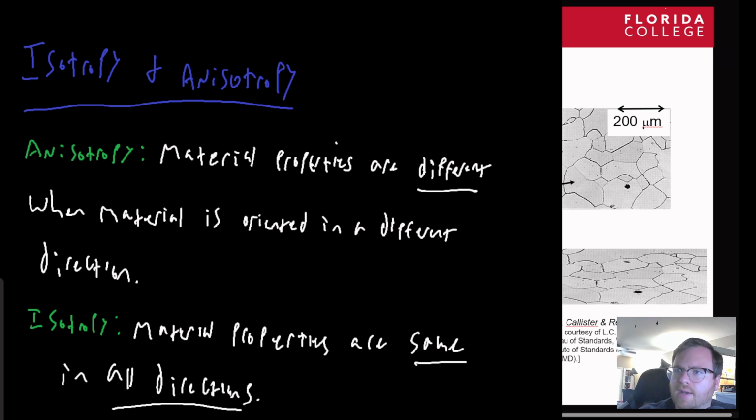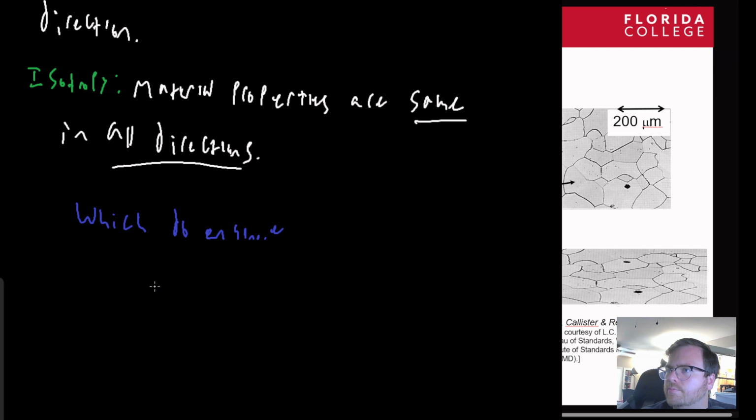And then again, I kind of already talked about this, but which do engineers prefer? Oh, I mean, you can't see that. That is terrible, terrible writing on my part. Apologies. But which do engineers prefer? I already kind of mentioned it, but mostly isotropic materials.